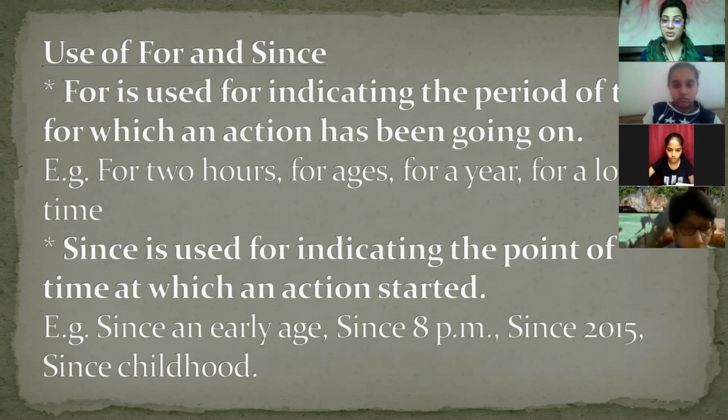Now since 8 p.m. ऊपर दे रखा है 2 घंटे 3 घंटे, नीचे time दे रखा है fixed since 8 p.m. Just after that ऊपर दे रखा है for a year और नीचे दे रखा है since 2020. For a long time, time is not given. Since childhood, it means the time is fixed. So whenever there is fixed time given over there, we use since for the same.